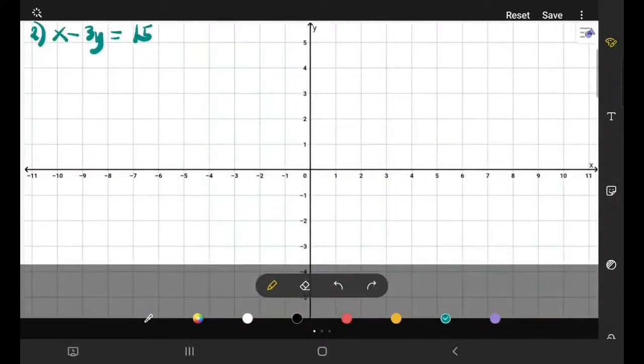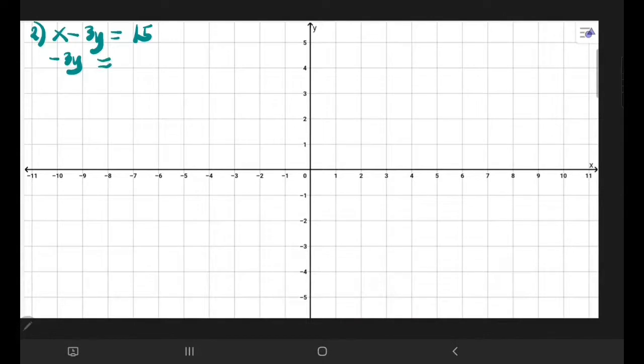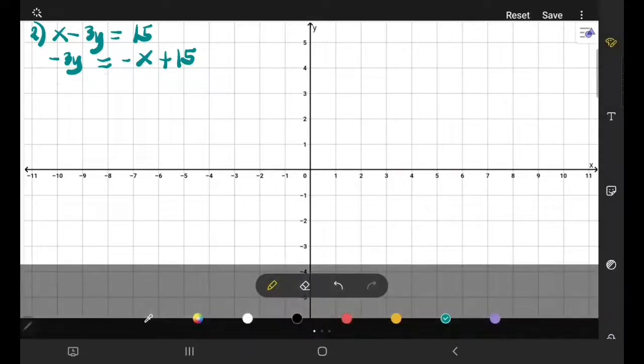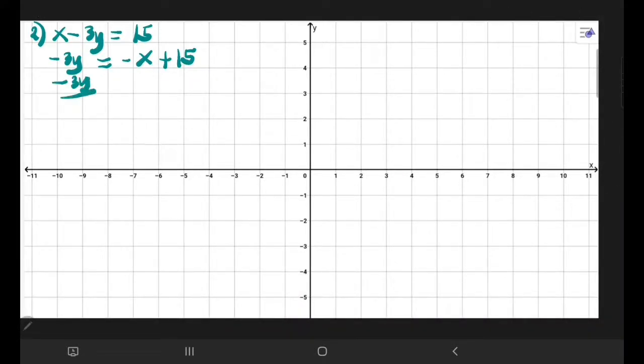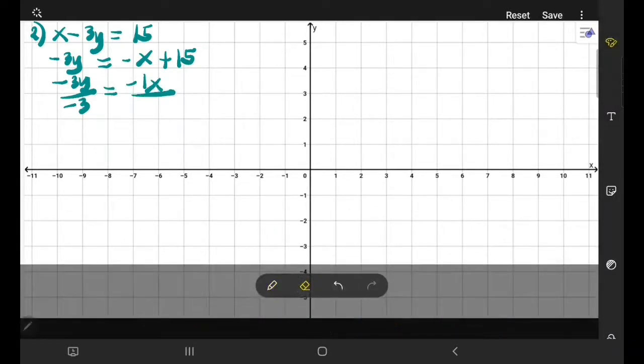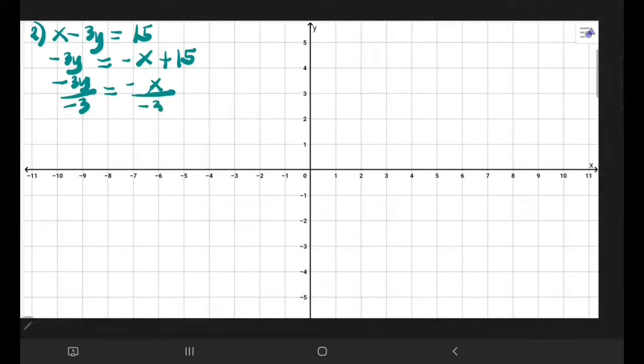Okay, let's have example number 2. You will graph x minus 3y equals 15 using slope and a point. So the same thing, you need to express this in slope-intercept form. So you have negative 3y, and then you transpose x, that becomes negative x plus 15. And then to get y, we need to divide each term by negative 3.